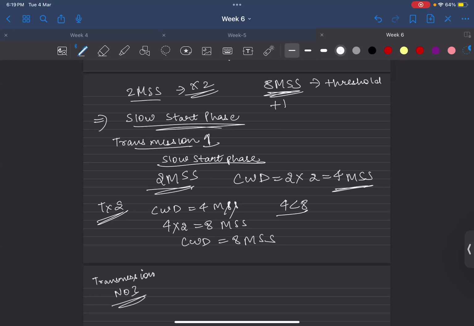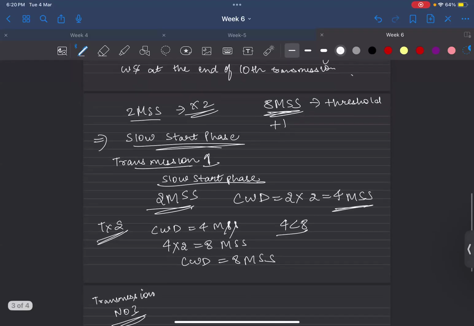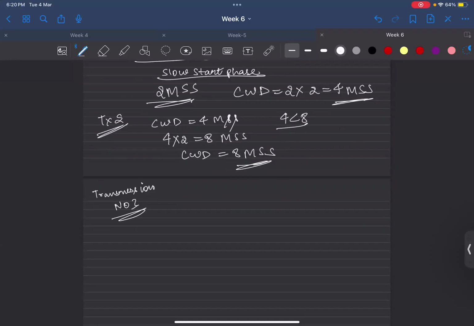Now we have entered the AIMD part, congestion avoidance, as the slow start phase is over, since the threshold was 8 MSs. Now, what is the new congestion window size? As 8 is 8, as you have told, the threshold has been hit. Now, what will be the new congestion window size? 8 plus 1, 9. Correct?